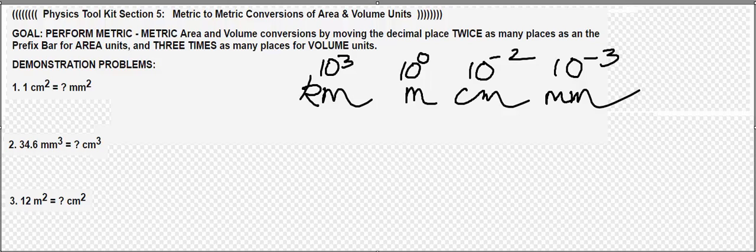Let's do some examples. Example 1: 1 square centimeter is how many square millimeters? So, just like before, we start with centimeters, we go to millimeters. So we see that we're going from left to right, or big to small.